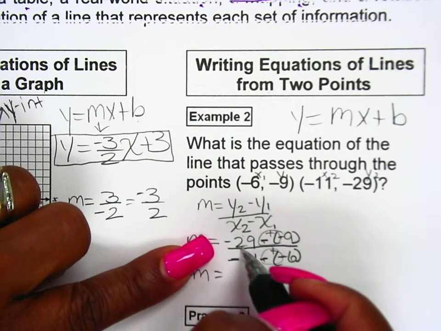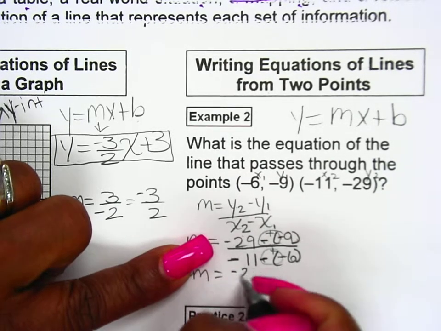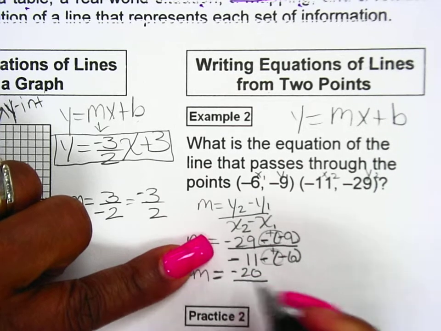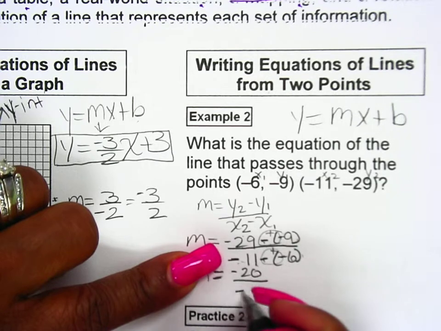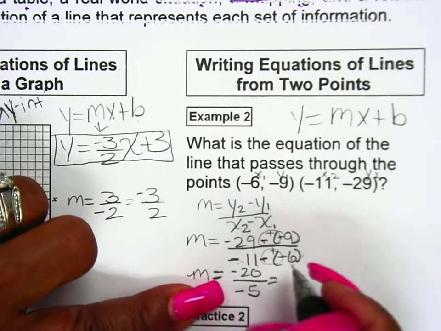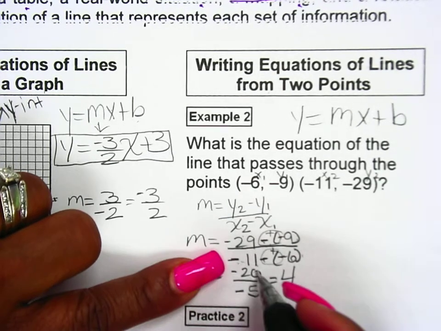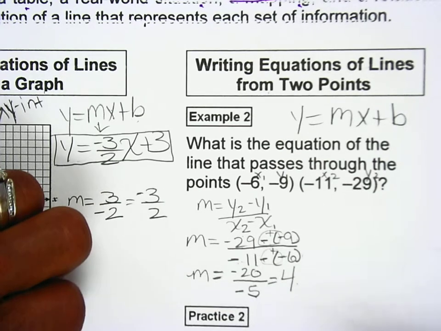So you've got negative 29 plus 9. That gives you negative 20 for the change in y. The change in x is negative 11 plus 6. That gives you negative 5. Therefore, my slope is a positive 4. Negative 20 divided by negative 5 is a positive 4.